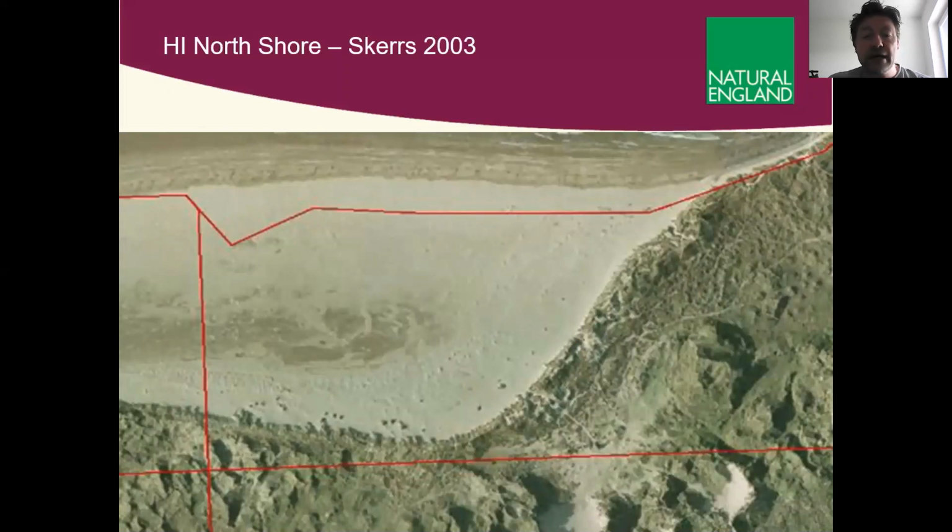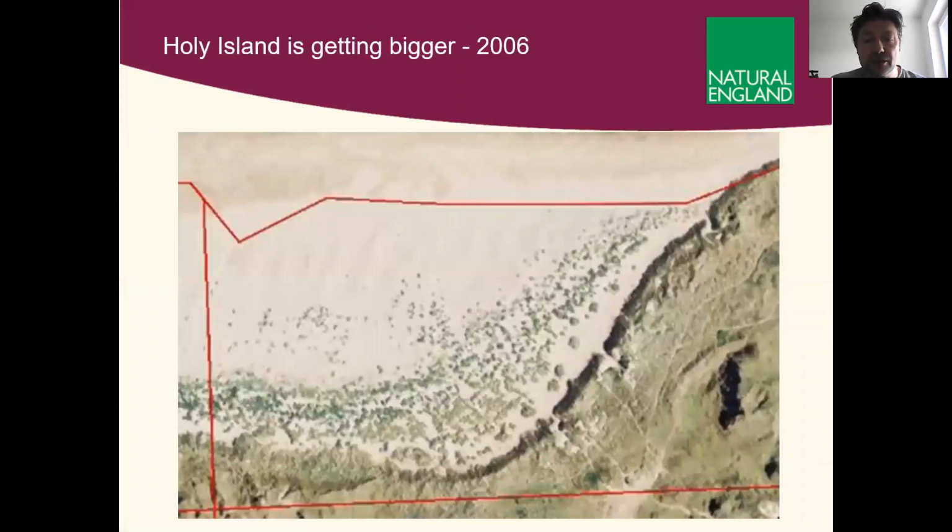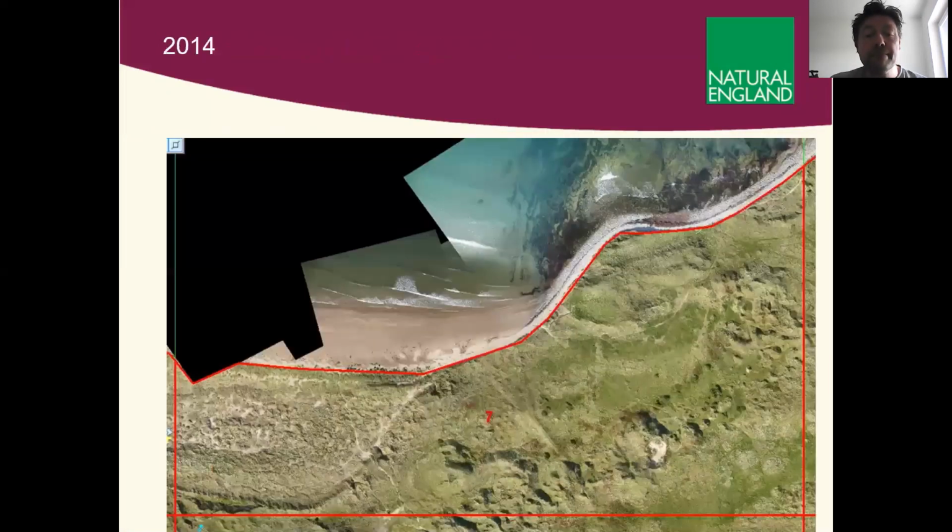So a quick look at some of the constantly changing coastline of the island and the geomorphology aspects. So a shot there taken in 2003. This is, as the slide says, the North Shore, just before you get to Green Shiel. Same picture taken in 2006. You can see vegetation starting to establish, and then a jump ahead to 2014, where you see a complete accretion and establishment of a large dune area.